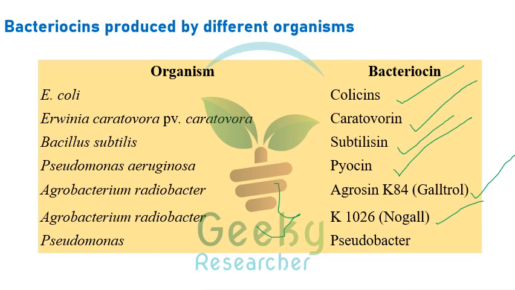So regarding Agrobacterium radiobacter producing bacteriocins as biocontrol agents, Agrocin K84 and K1026, we will discuss these two in detail in the field of biocontrol agents. I think that is the right place to discuss them. Pseudomonas also produces a bacteriocin called Pseudocin. So these are all the various kinds of bacteriocin produced by the organisms.